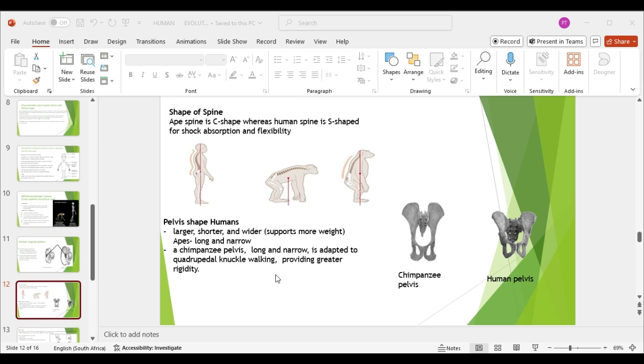In apes and chimpanzees, it is long and narrow. You can see on this picture, the chimpanzee pelvis is long and narrow. So it is adapted to quadrupedal knuckle walking. Remember, we stand on two feet. They use their limbs to walk, so they are quadrupedal. So it means their hips are not the same as ours.